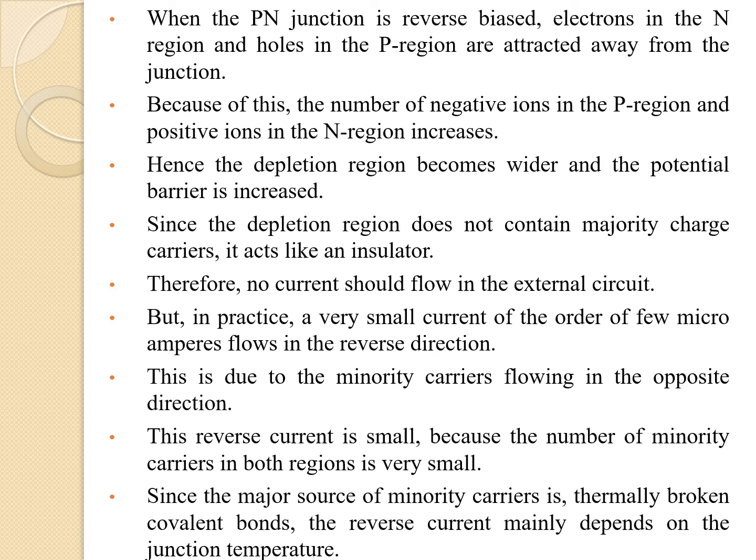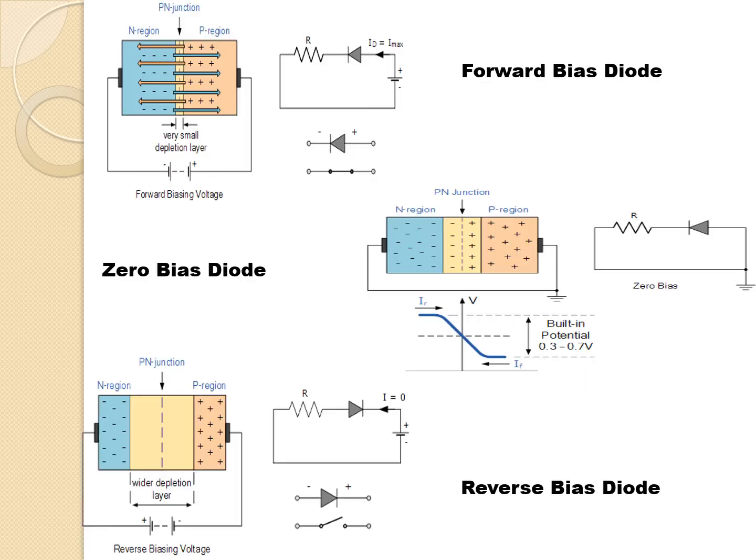This is due to the minority carriers flowing in the opposite direction. This reverse current is small because the number of minority carriers in both regions is very small. Since the major source of minority carriers is thermally broken covalent bonds, as we have seen, the reverse current mainly depends on the junction temperature.